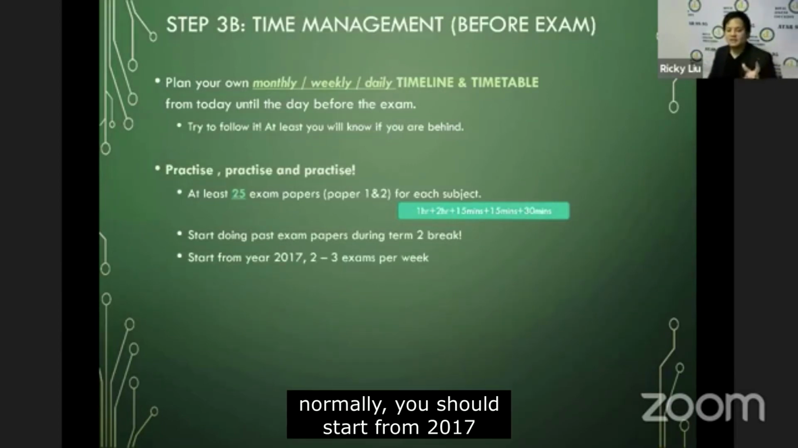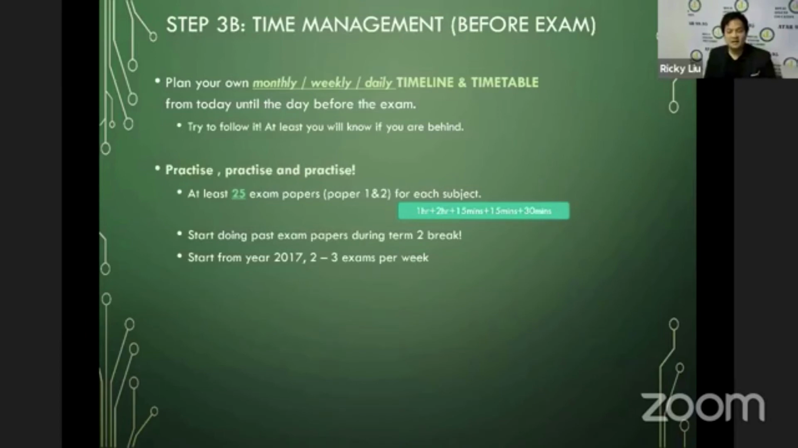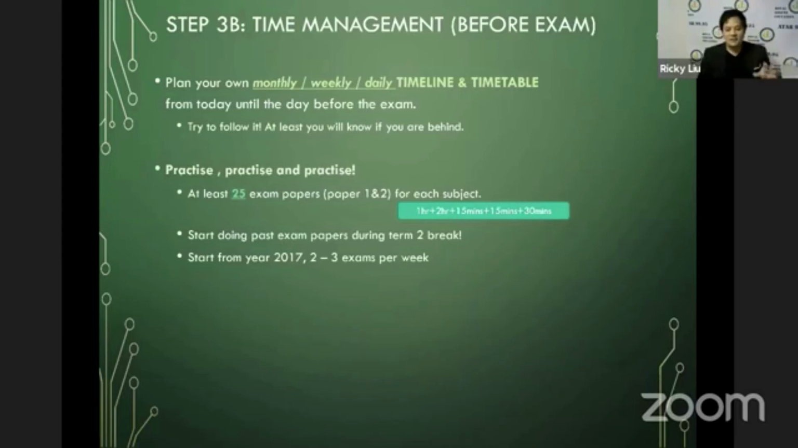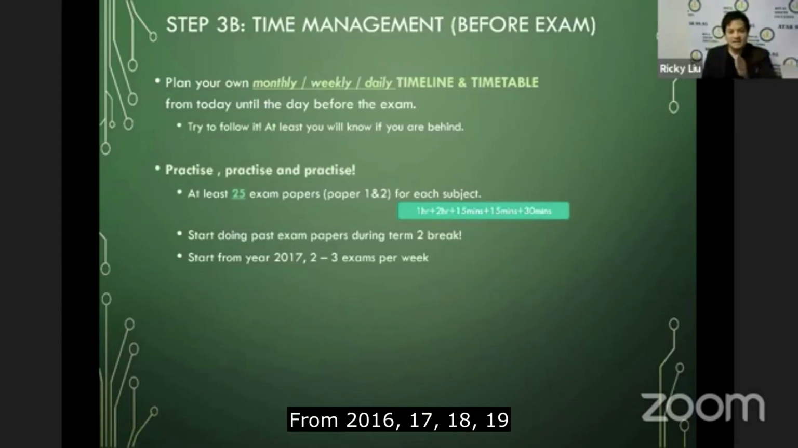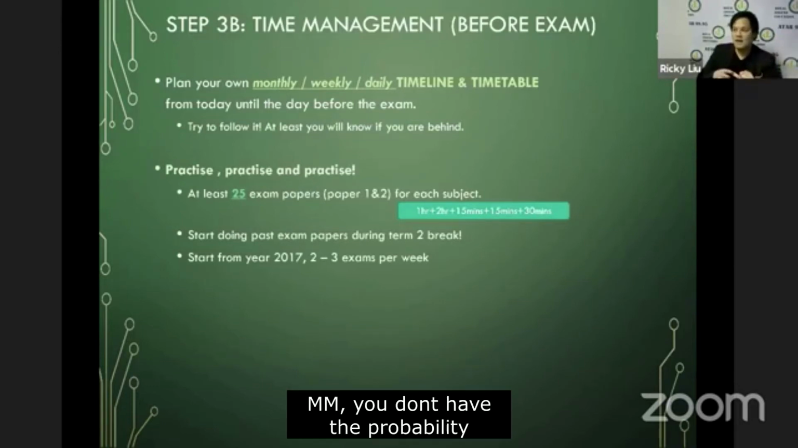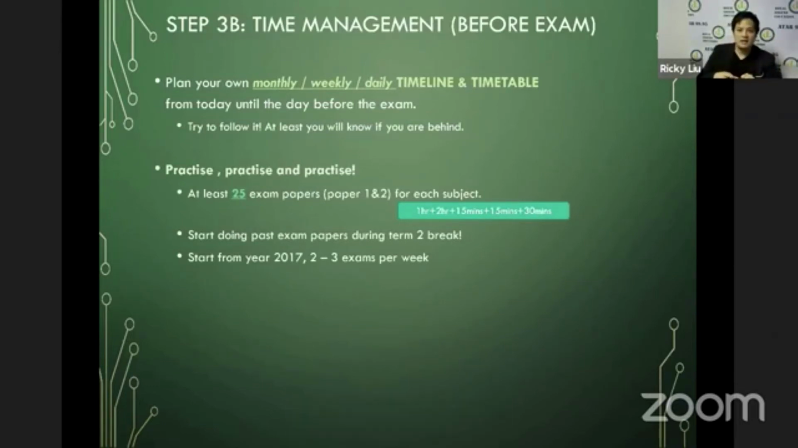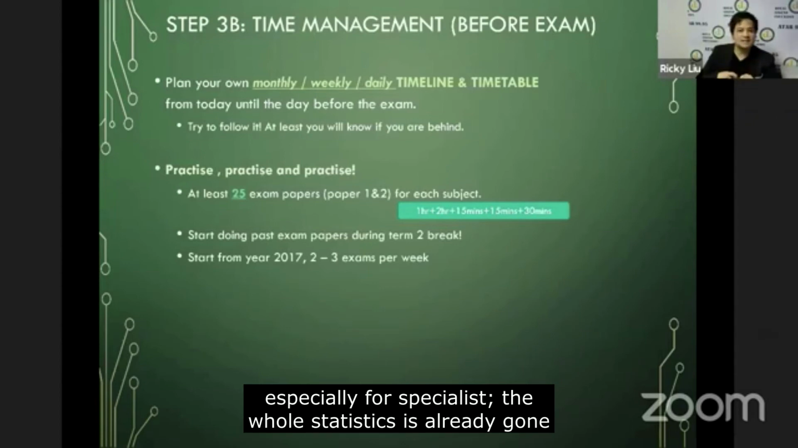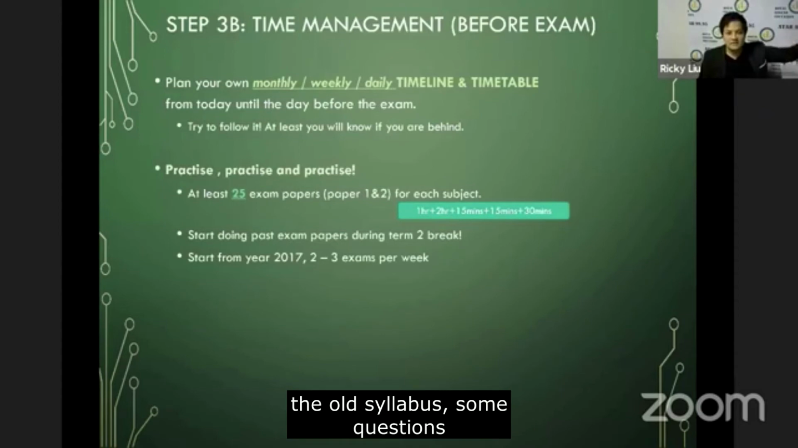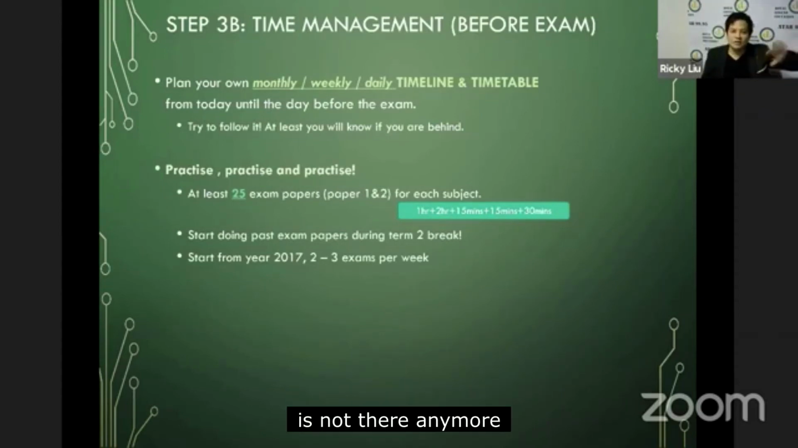Normally, you should start from 2017. Okay, but this year is very weird. You know that this year, all syllabus change. Okay? From 2016, 17, 18, 19 is based on the new syllabus. But this year, for example, you don't have the probability. Especially for SPECS, the whole statistics is gone already. Okay? 2016, the old syllabus, some questions are not there anymore.